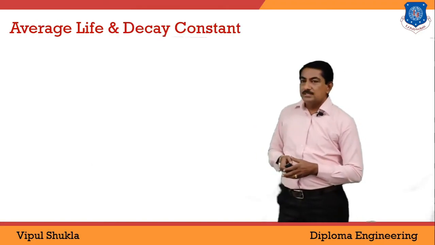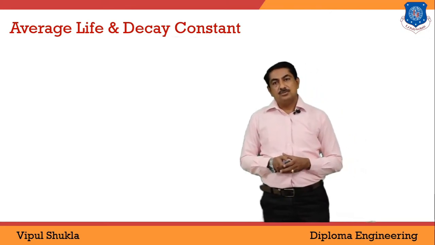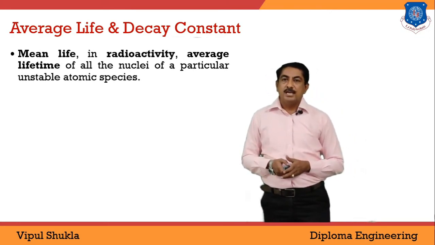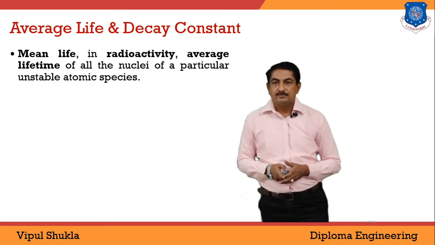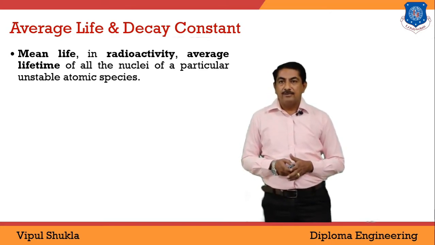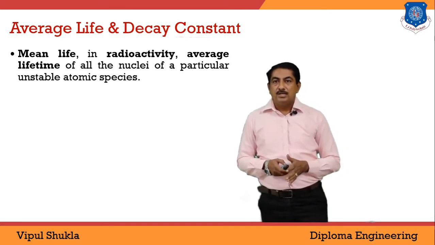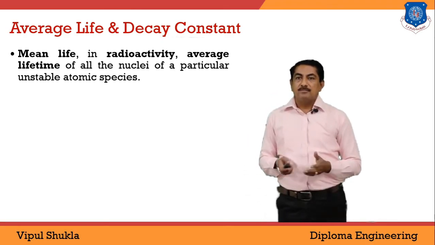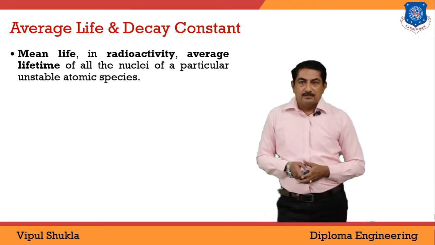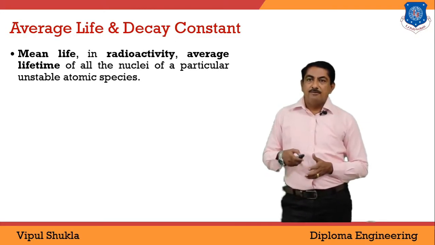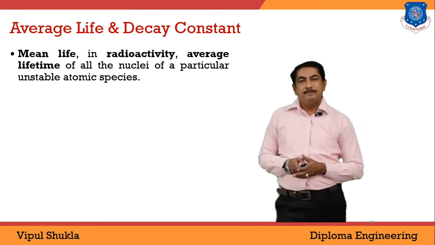Next, what is average life and decay constant? We can say average life is the mean life. In radioactivity, average lifetime is that of the nuclei of a particular unstable atomic nucleus. That means the average life of a nucleus is said to be its mean life.